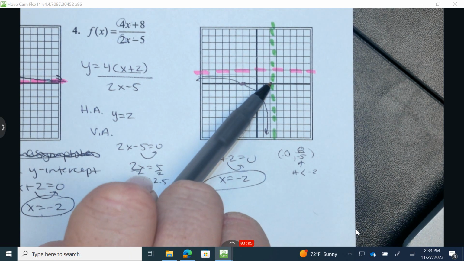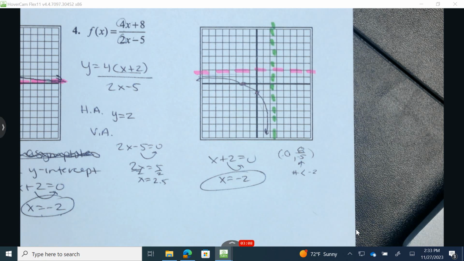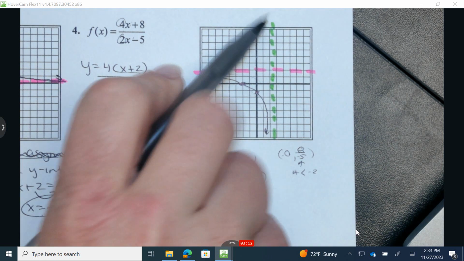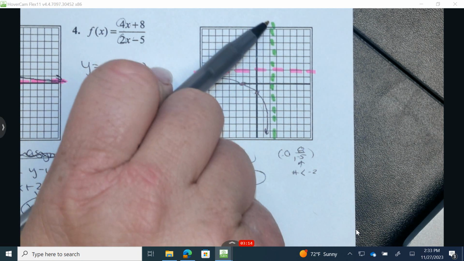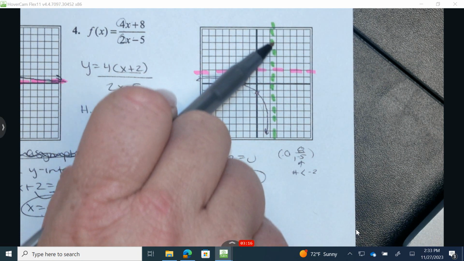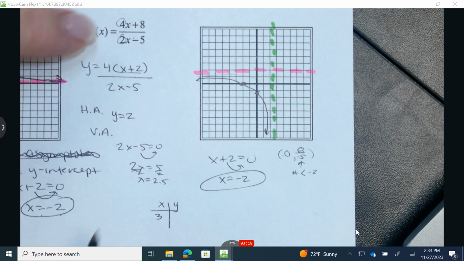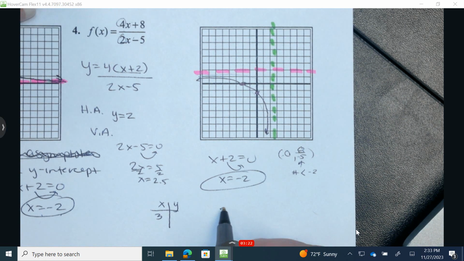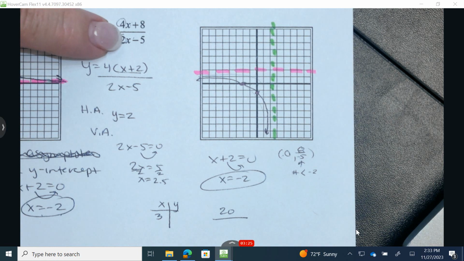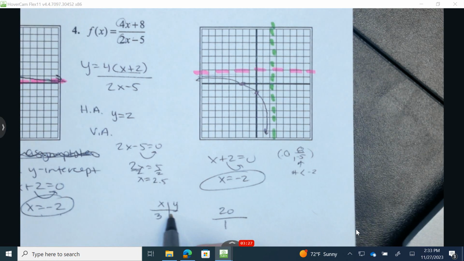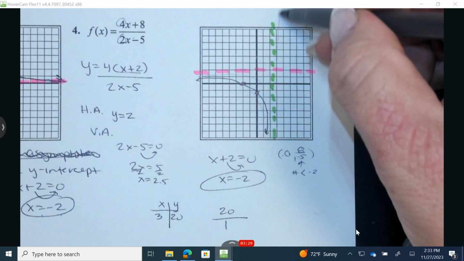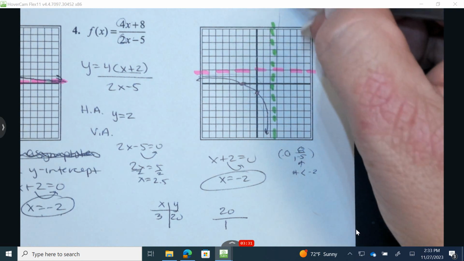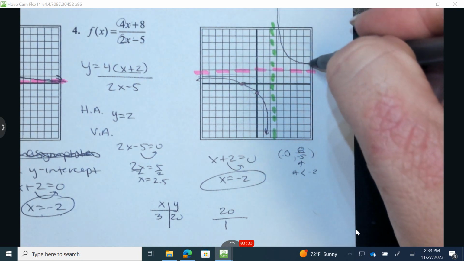I'm going to choose one number to the right. I think the easiest number looks like 3, and I'm going to substitute in 3. Now, why can we not substitute in 2.5? We're not going to choose the vertical asymptote value because we know the function never touches or crosses that. So let's substitute in 3. 4 times 3 is 12, and 12 plus 8 is 20. 2 times 3 is 6. 6 minus 5 is 1, and we get 20. So way up here, all the way up here at 20. But this does tell you that it's in this top portion.